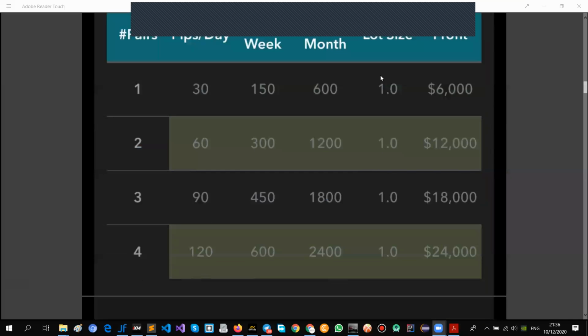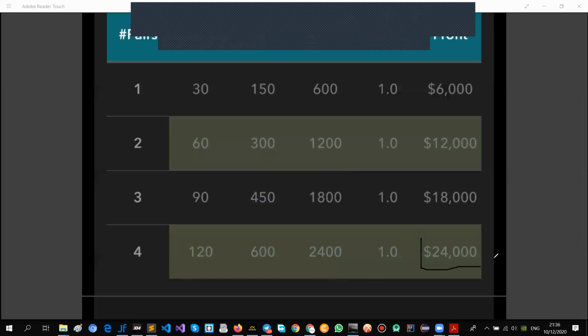When you ramp up more to one standard lot, guys, you can see with 4 pairs, that's 24,000 USD. What will you be getting with 24,000? That's a lot. Depending on where you're from, that's a lot. Whether in Africa or in America, 24K is just a lot. So it's achievable, guys. These figures are so normal and so achievable.